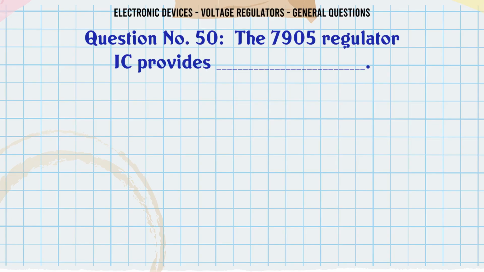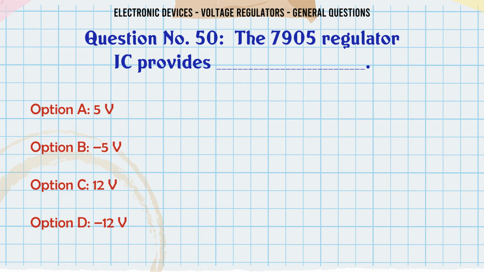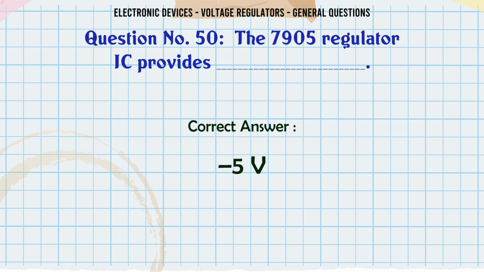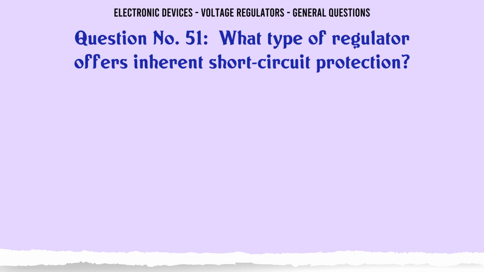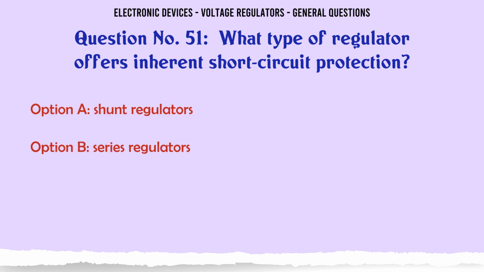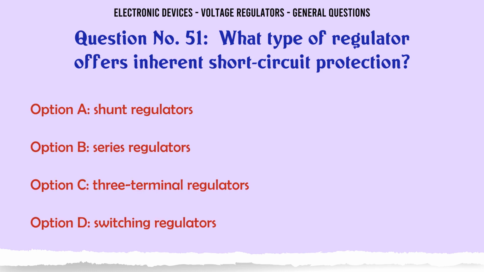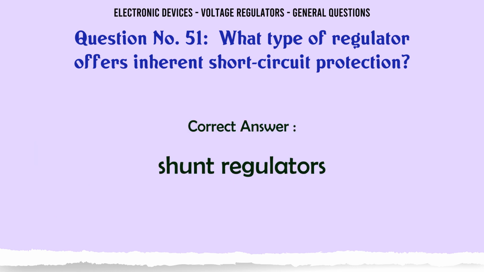The 7905 regulator IC provides A. 5V, B. 5V, C. 12V, D. 12V. The correct answer is 5V. What type of regulator offers inherent short circuit protection? A. Shunt regulators, B. Series regulators, C. 3-terminal regulators, D. Switching regulators. The correct answer is shunt regulators.